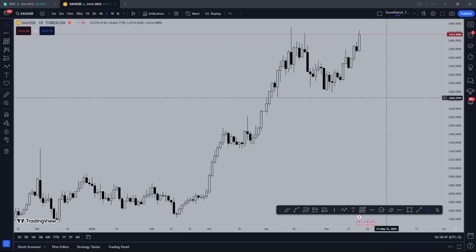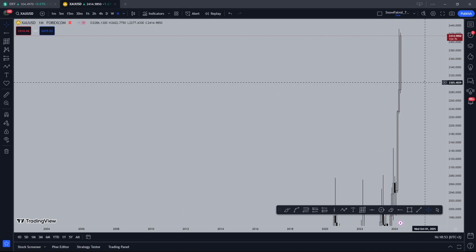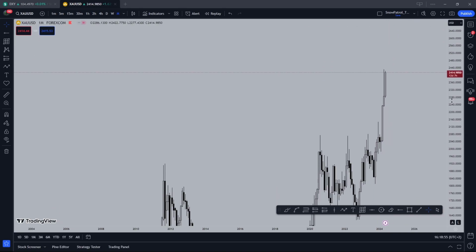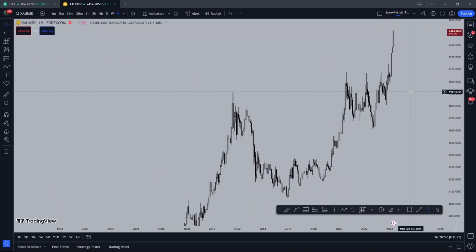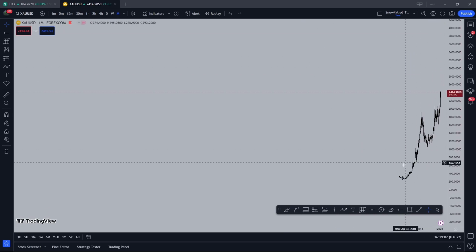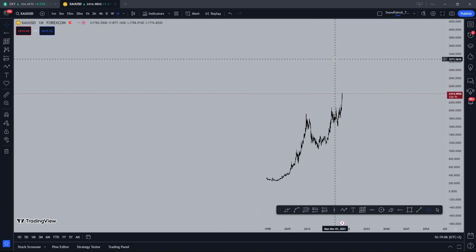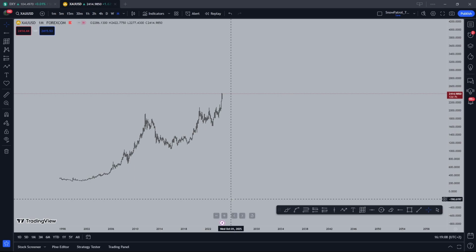All right, so now let's go on to gold, XAU USD. This one has been fun. Right now we are at all-time highs. Right now we are having fun. Gold is going for the moon. Gold is flying right now.